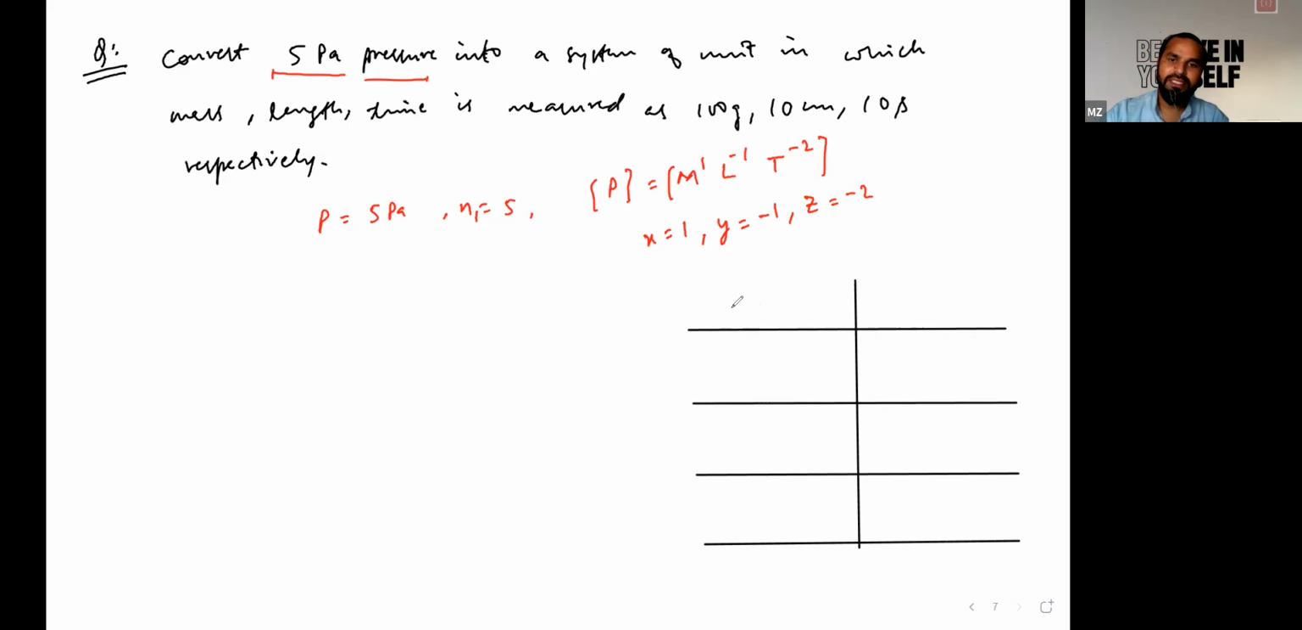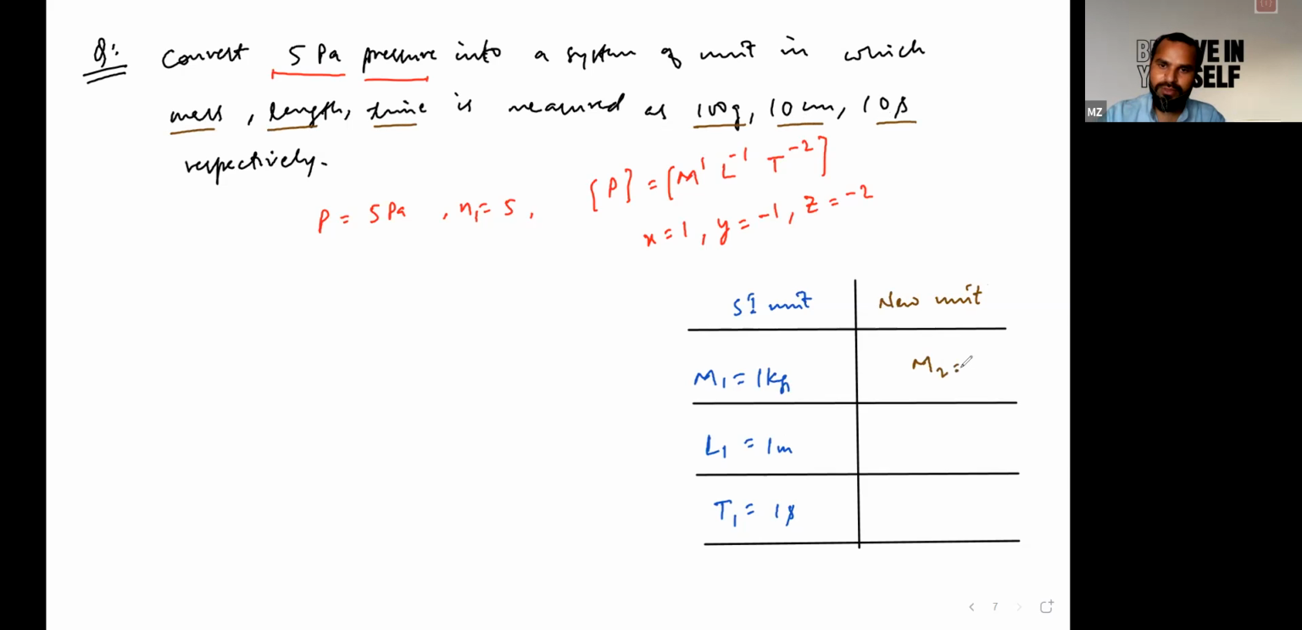In this particular quantity, which is given in terms of SI unit, just write mass, length, and time in terms of SI unit, that is 1 kg, 1 meter, and 1 second. In the next term, they have given a new unit. So we can call it the new unit. New unit is defined as for mass, length, and time, there is measured value as 100, 10, and 10. So M2 is nothing but 100 gram, L2 is nothing but 10 centimeter, and T2 is nothing but 10 second.